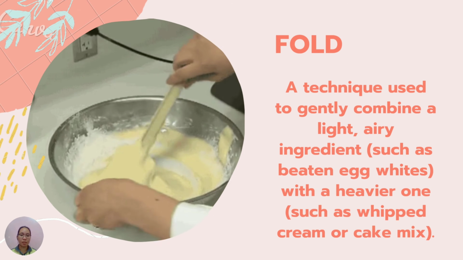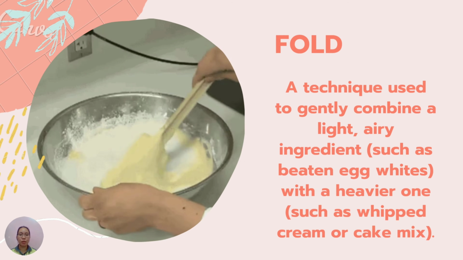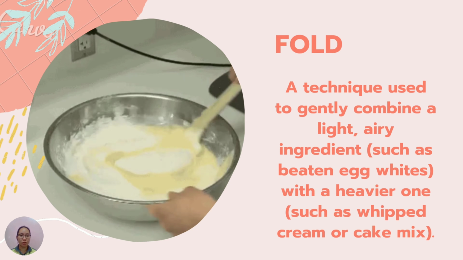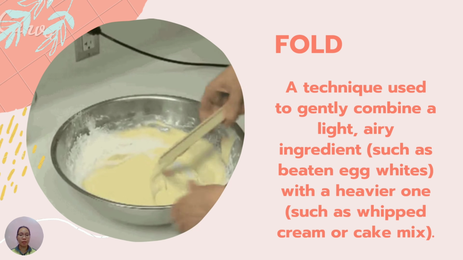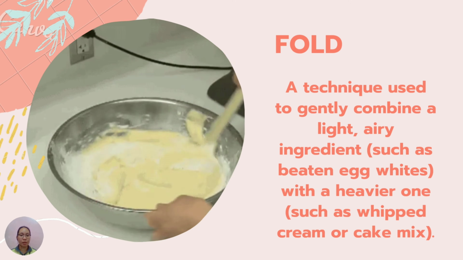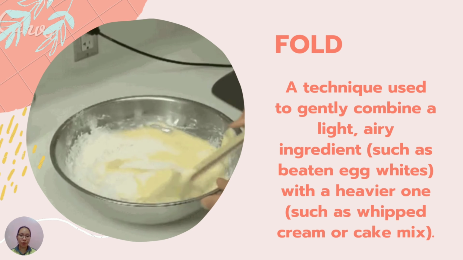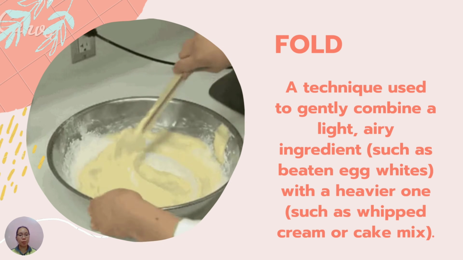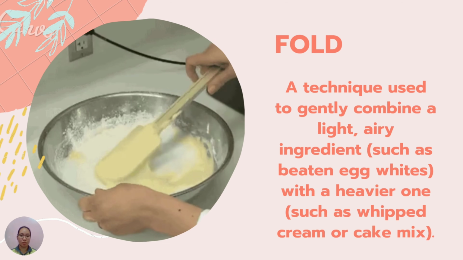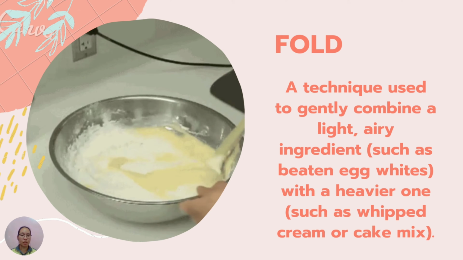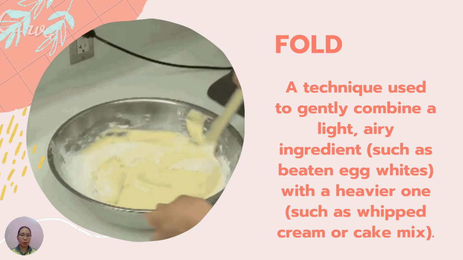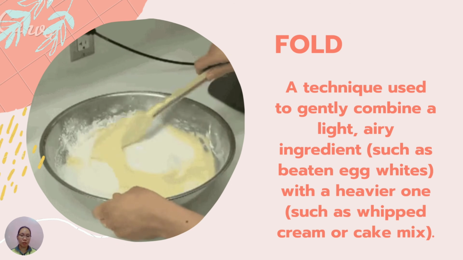Next is the fold. This is the technique used to gently combine a light or airy ingredient such as beaten egg whites with a heavier one such as whipped cream or cake mix. As you can see in the graphics, this is what we call folding.